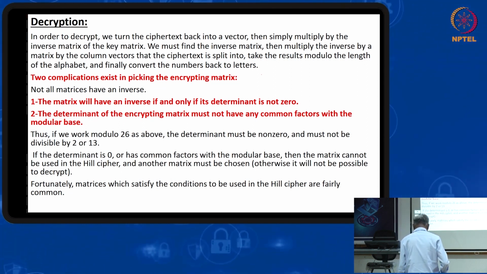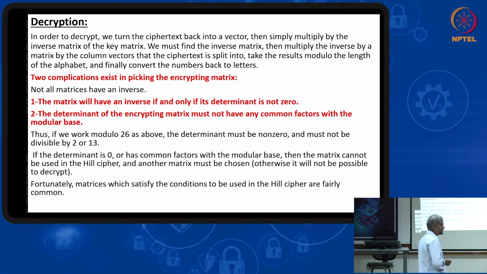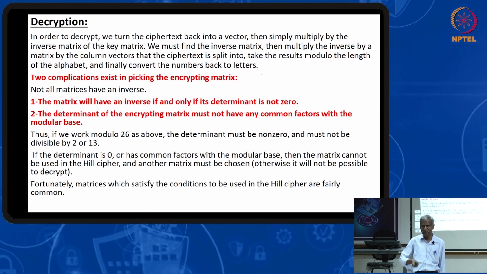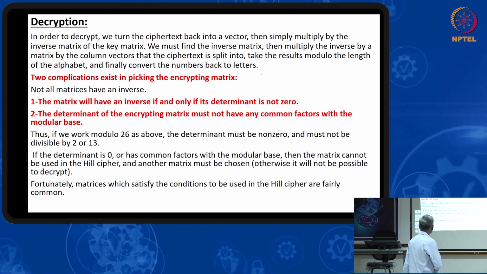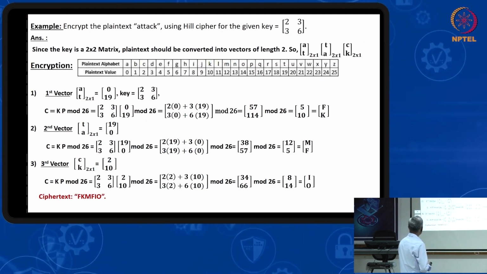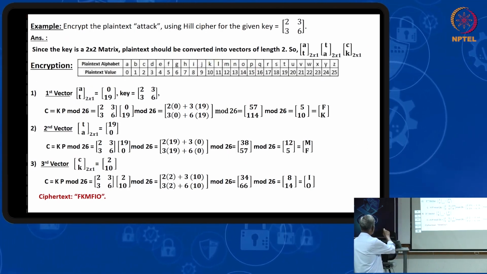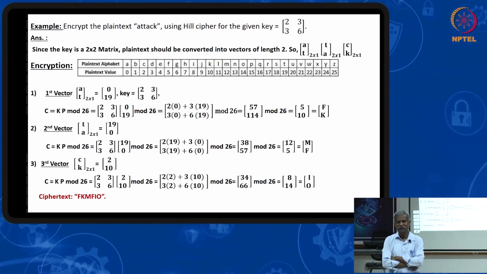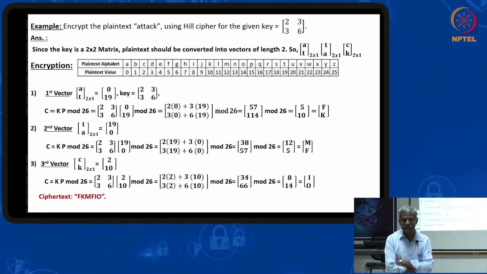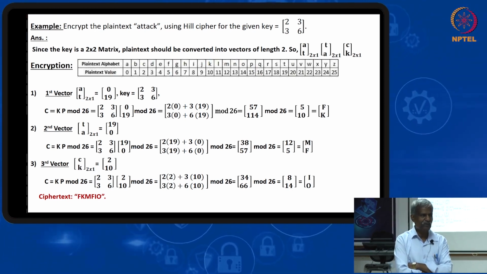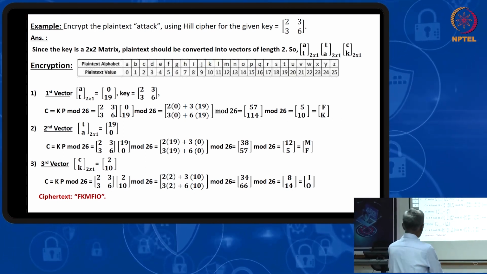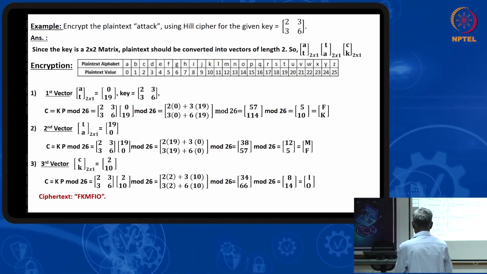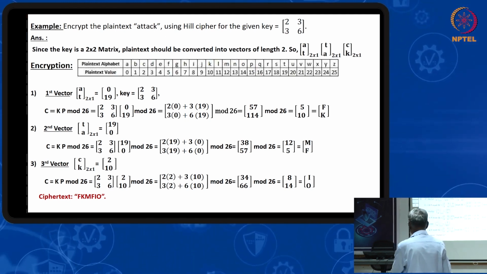Now, the complication is that not all matrices have an inverse. For example, if the corresponding determinant is 0, the matrix will not have an inverse. So they assume that the matrix has an inverse. Let us take an example. We are going to encrypt ATTACK. Under the table they have also given a reference: A is 0, B is 1, C equal to 2, like that. We are going to take the plain text ATTACK and encrypt it. After encryption, they show the result as FK, MF, IO. So how are we going to get this?